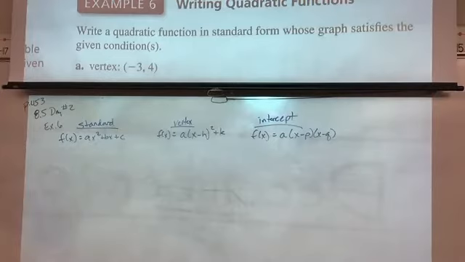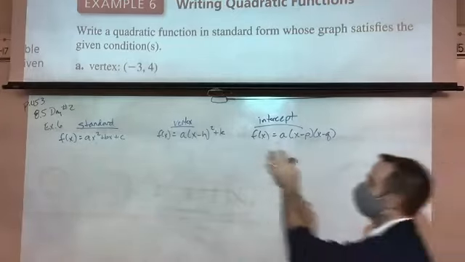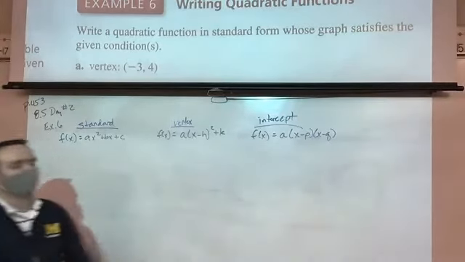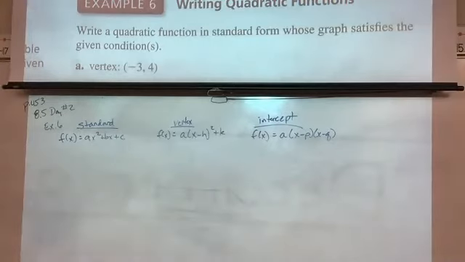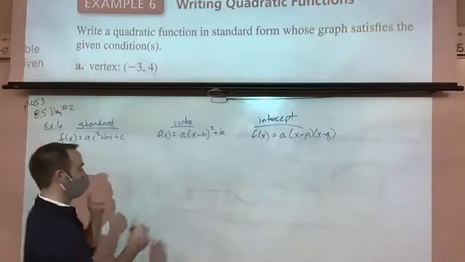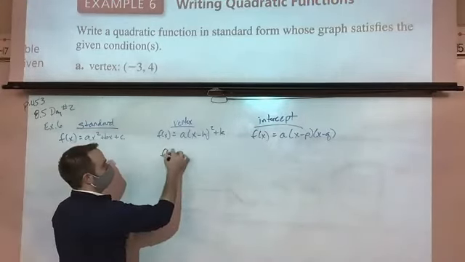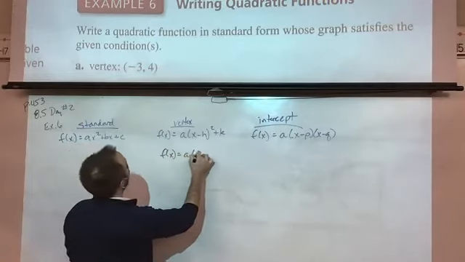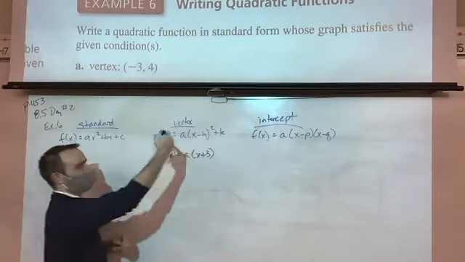So they give us the vertex. Which form should we be using? Vertex form. You guys are good. So we're going to plug in that vertex in for h and k. Okay, and we should be able to do that. We've talked about it before. What if we do that? That gives us x plus 3, because remember you're subtracting that.